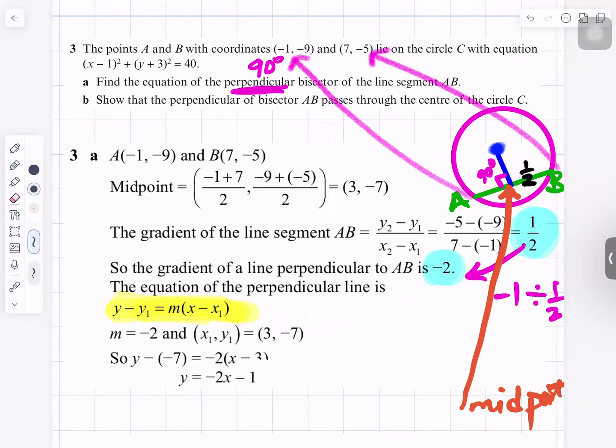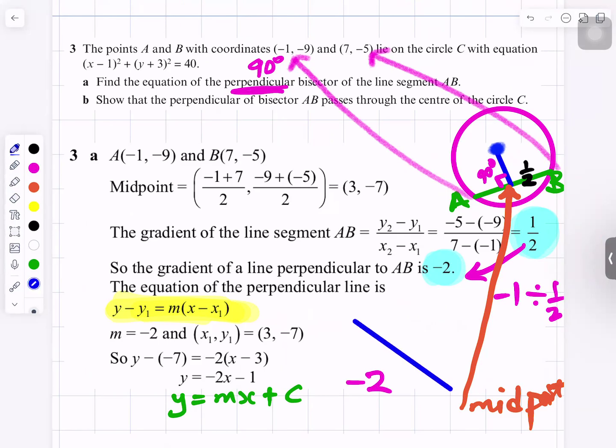The rest is algebra. You get your equation in the form y equals mx plus c. You can write it this way and leave it that way. So y equals minus 2x plus minus 1. And it's minus because the line is going down. The gradient is minus 2 because the blue line is going down from left to right. When you're going down from left to right, the gradient is negative. That's why it's minus 2. The green line is going up from left to right, so the gradient is plus half. It's going up, but not a very big gradient. That's how you do part 3A.